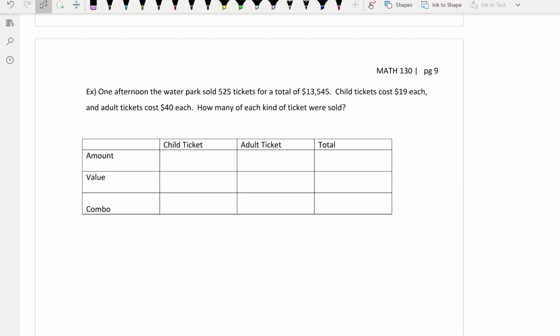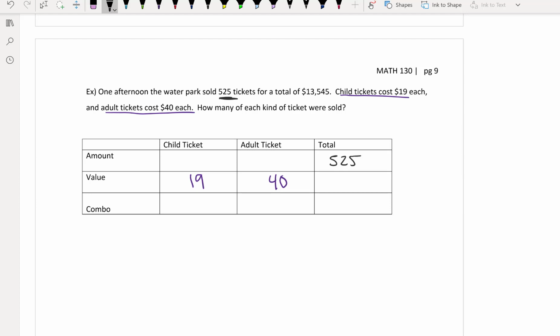So here, again, what I would try to do is go with the value first. So I know that each child ticket is $19, so that's going to be my value. And I also see that each adult ticket is $40. So that's going to be my value here. I also want to figure out how much amount I have of each ticket. So I know the total is 525. Okay.